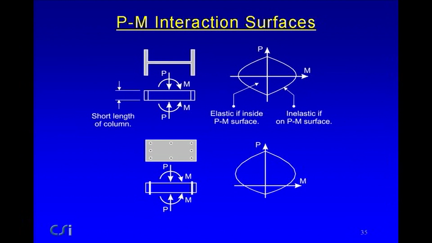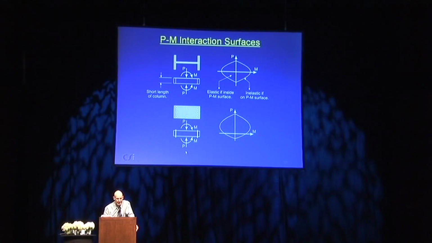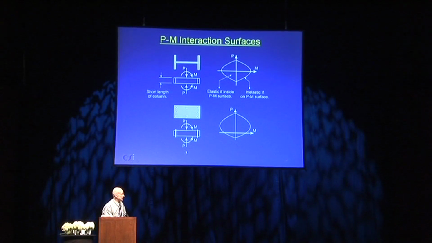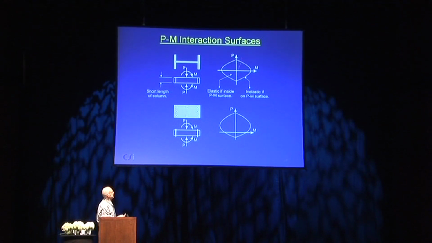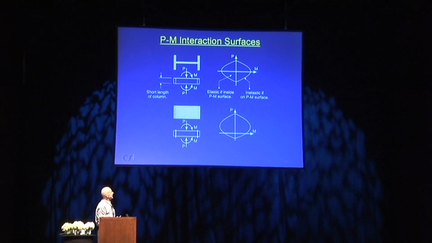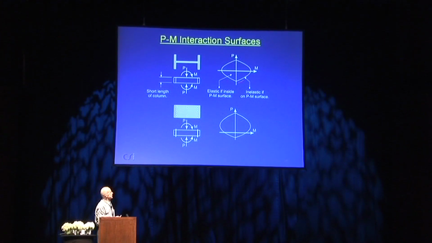You're familiar with these. I'll just show some implications of these in just a moment. If we look at a steel beam, and we take just a short length of the beam, we can get a PM interaction diagram, which looks something like this. If the PM point is inside the interaction or yield surface, then the column is elastic. If it reaches the surface, then a plastic hinge forms.